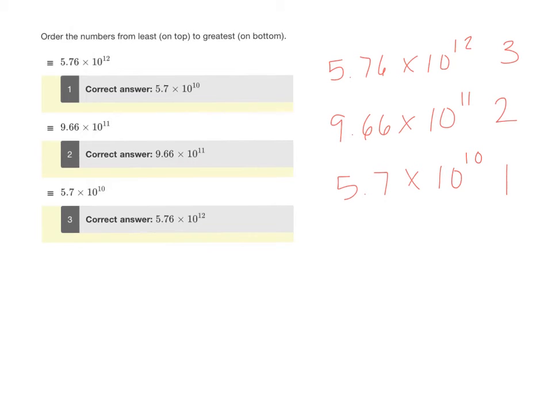So least to greatest would be 5.7 times 10 to the 10th. In second place would be 9.66 times 10 to the 11th. And our largest is going to be 5.76 times 10 to the 12th.